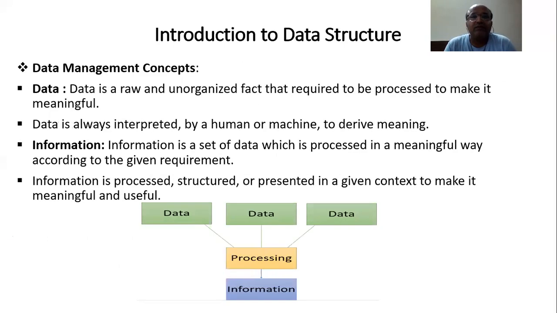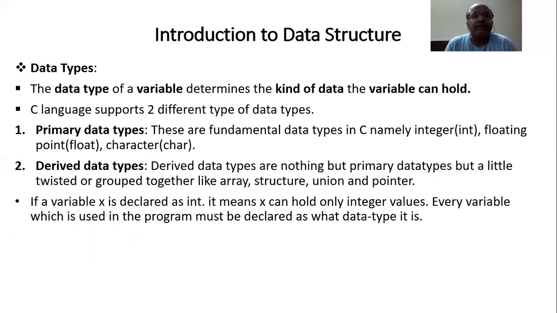Now, let's go through one simple revision. Initially we discussed data management concepts, like what exactly the data is, what exactly the information is. Correct? So data is raw material. When you process it, it will become what? Information. Then we discussed data types. We have primary data types and derived data types. Primary means all the basic data types which belong to a particular language, like C. In C language, we have integer, float, double, character. These all are the primary. Now using that primary data type, you can also make a derived data type like array, structure, union, pointers.